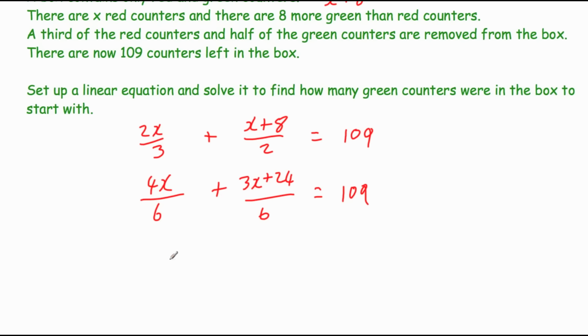Next, let's combine it as a single fraction. So we're going to write over 6. 4x plus 3x is 7x, and then we've got plus 24. So we've written it as a single fraction, and that equals 109.